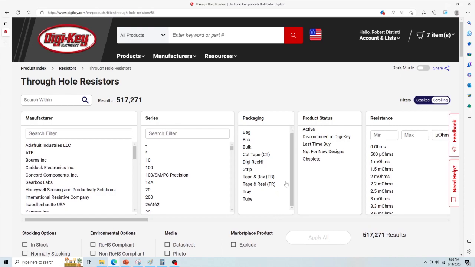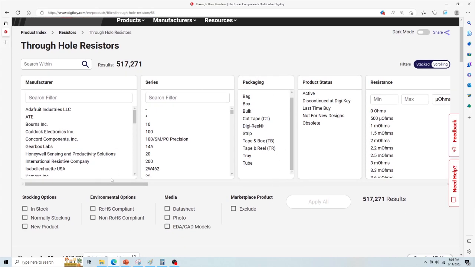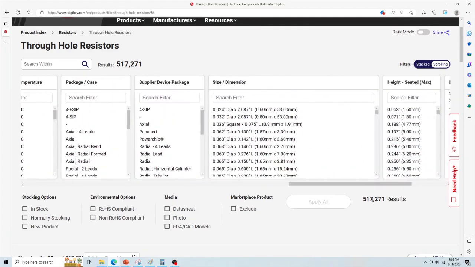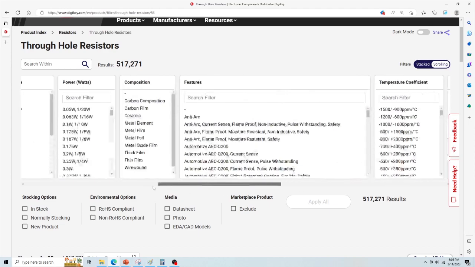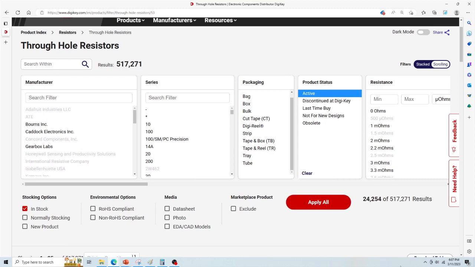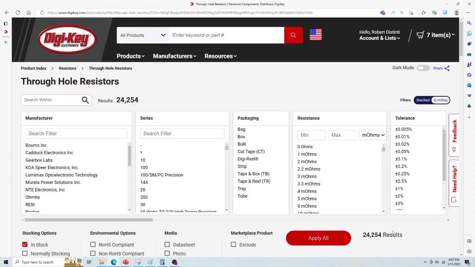The first thing we want to do when we get on any page like this is use their search. It gives you lots of columns, which helps select down the resistor. They have 500,000 different results under through hole resistor. First thing we want to do is knock that down and look at things that are in stock and things that are active. So there you go. We've gone from 500,000 to about 25,000. So we're going to apply all.